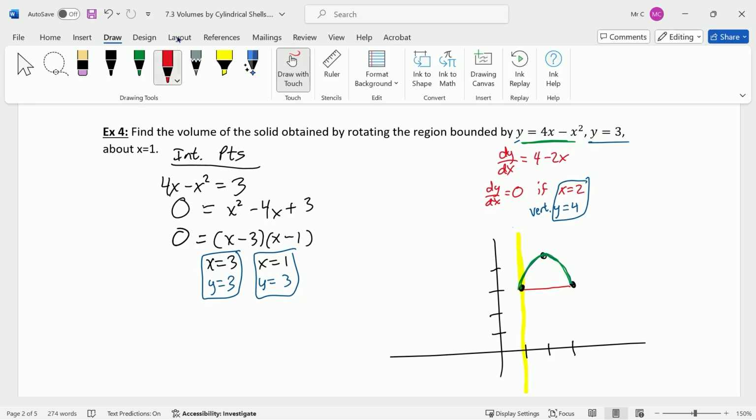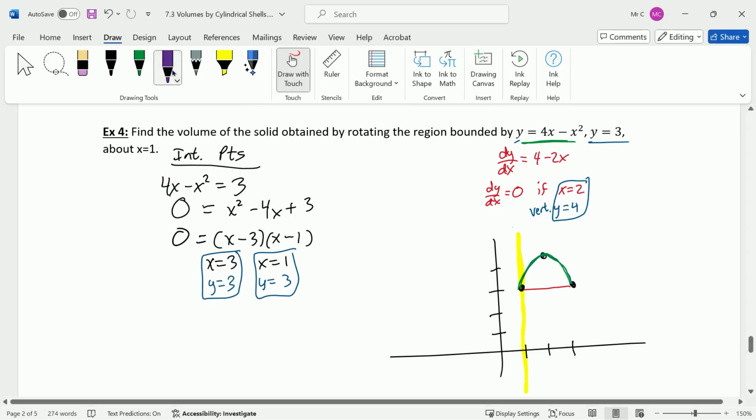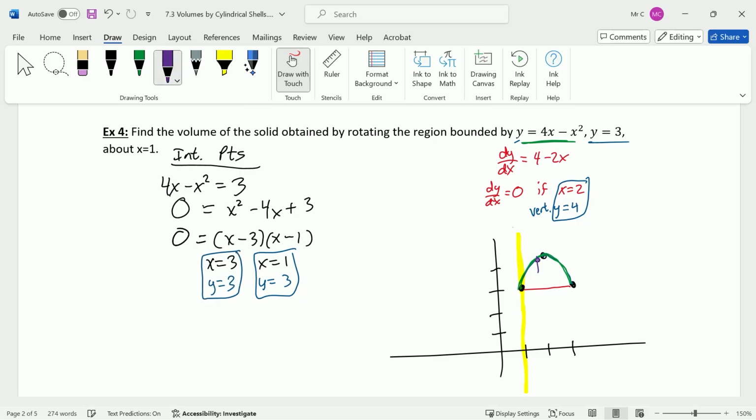So now, as always, I'm going to draw a line that's parallel to the axis of rotation inside my region. So this will be my line. And I take that and I rotate it around my axis of rotation.